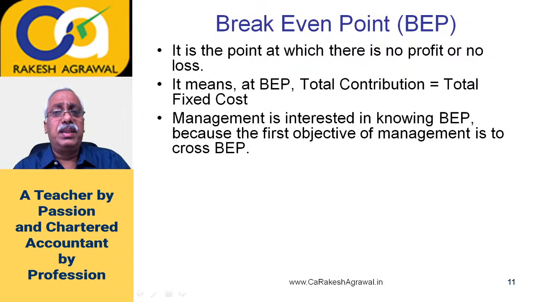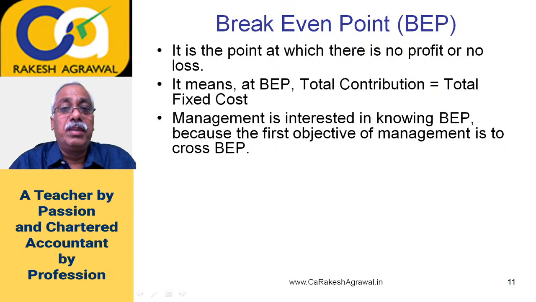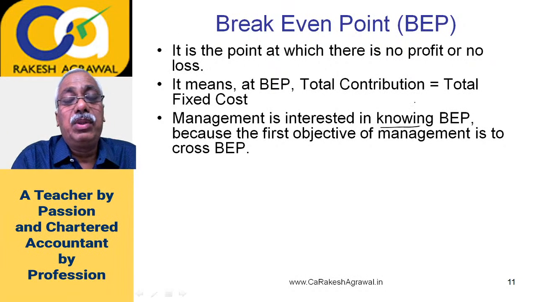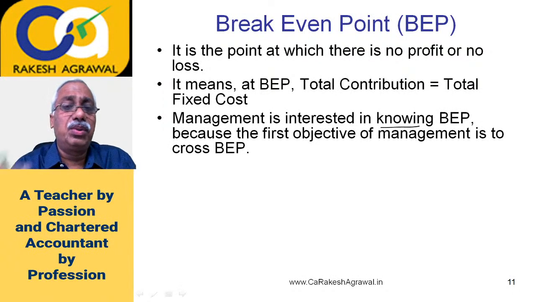Now management is interested in knowing break-even point because the first objective of management is to achieve or to cross it. Any organization would first like to achieve break-even point, means reach a no profit, no loss situation, and then go ahead. Because if you are ahead, then you will make profit. If your sales is below BEP, you will be suffering a loss. Sales above BEP, you are into profit. And exactly at BEP, there is no profit, no loss. Management wants to know this because the first objective is to cross it.